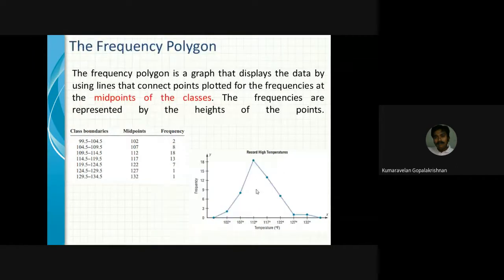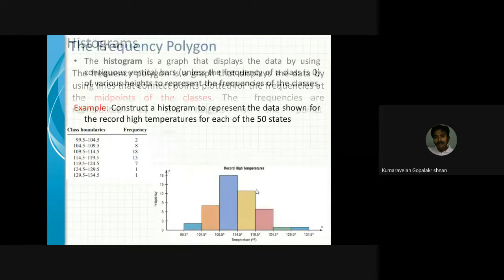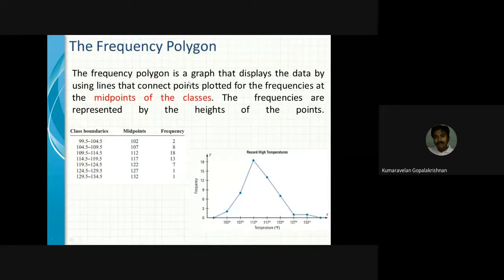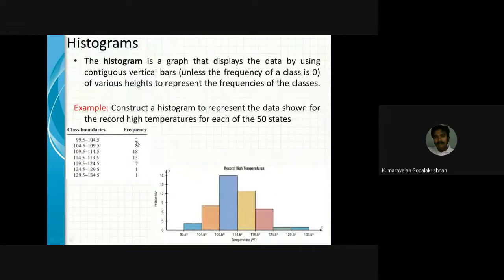Okay. So the next representation is the frequency polygon. I think most of you know histograms. I think most of you don't know the concept of the frequency polygon. So a frequency polygon means you have to find out the midpoints of the boundaries. That's all. It's very simple in nature. See, what is the midpoint? 99.5, 104.5. Just add these two and divide by 2. That gives the midpoint, 102. That's all. But no change in the frequency. Its frequency is 2 only.